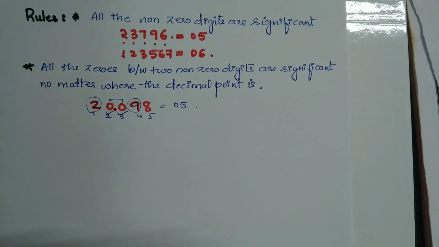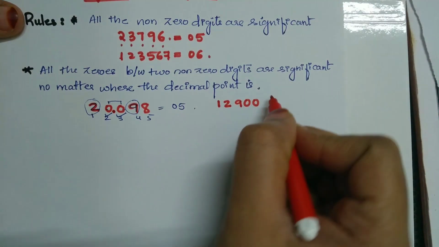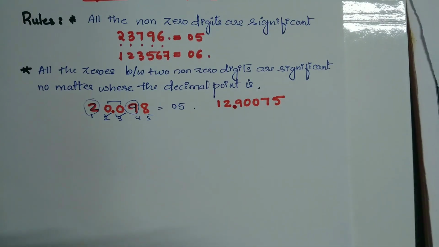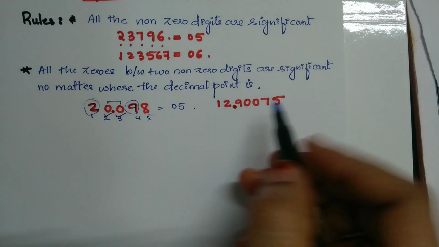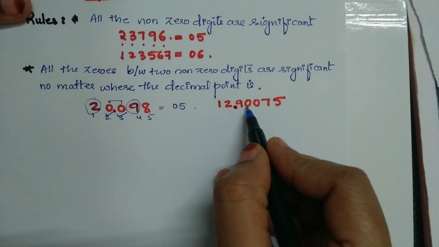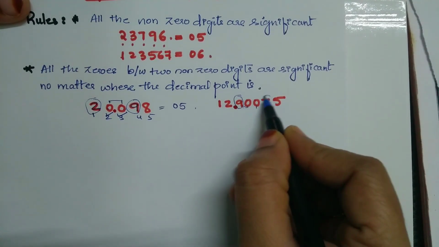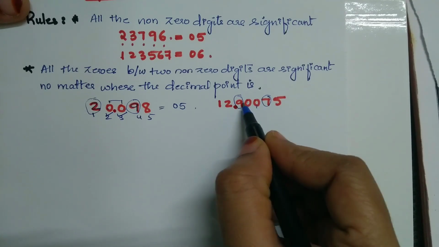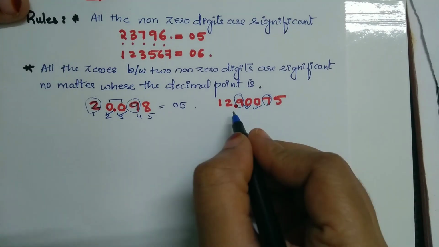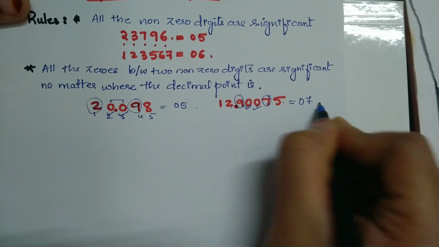So there are 5 significant figures. Another example we can take, like suppose we have 1290075. Okay, suppose we have decimal point at this. So here how many significant figure we have? So you need to note the important point, that is all the zeros between non-zero, that is 9 and 7 is the non-zero. So zeros between 9 and 7, that is non-zero digits, are considered to be significant. So therefore 1 2 3 4 5 6 7, there are 7 significant figure.